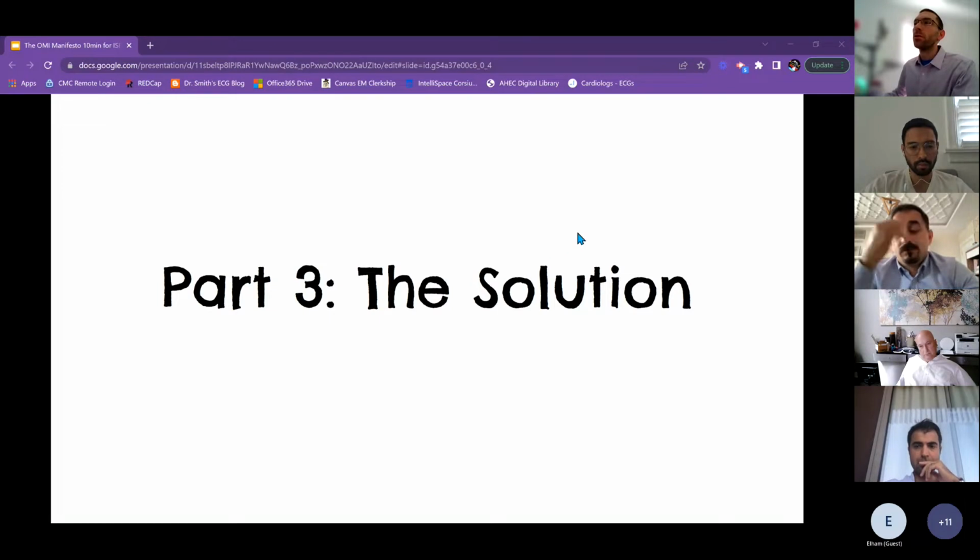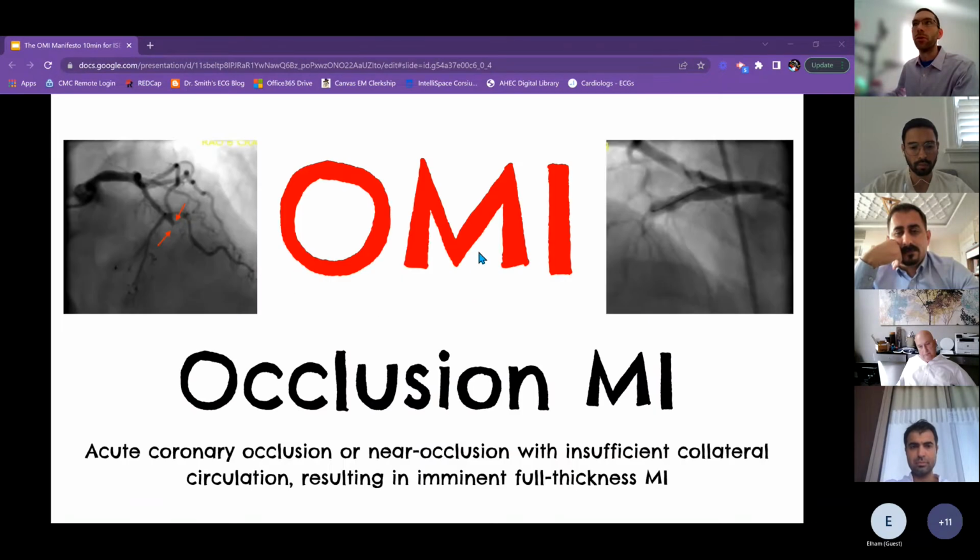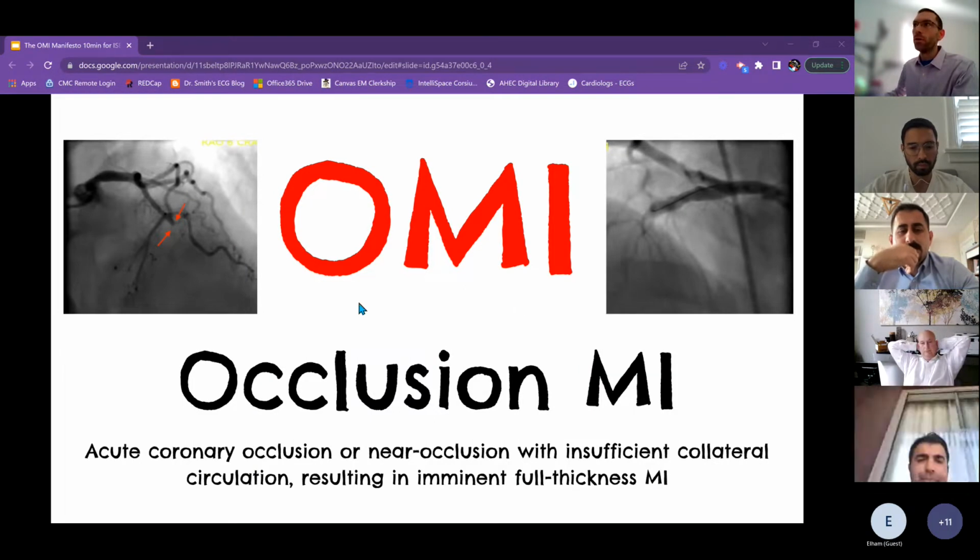And so the solution to this problem has to involve a new name, a name that fixes these problems I've laid out and reminds us what we're actually doing, what we're actually looking for. So we recommend the name OMI, or occlusion MI. OMI reminds you what you're actually looking for. You're not looking for millimeters on a piece of paper. You're looking for patients with acute coronary artery occlusions that need to be opened.